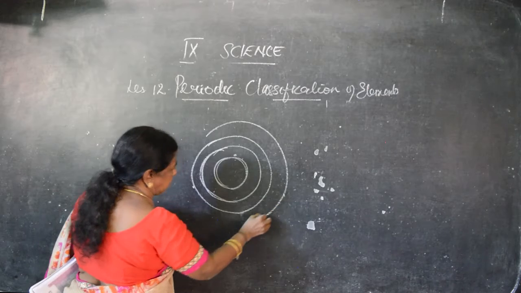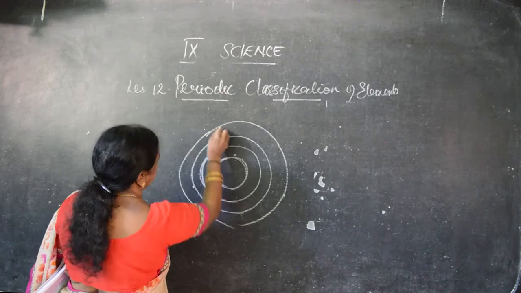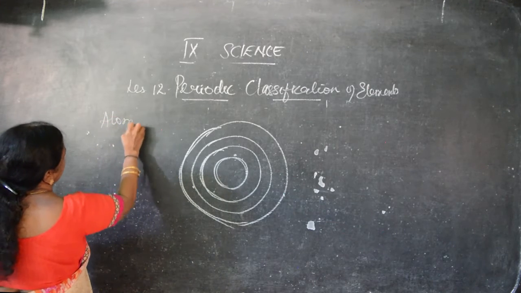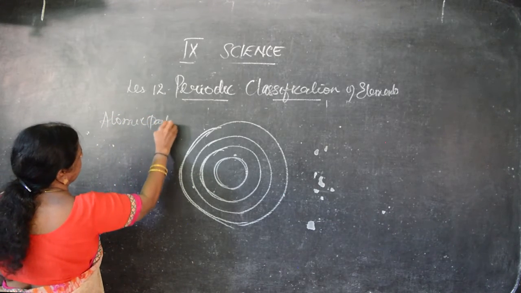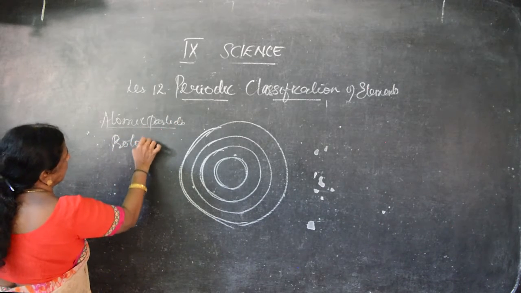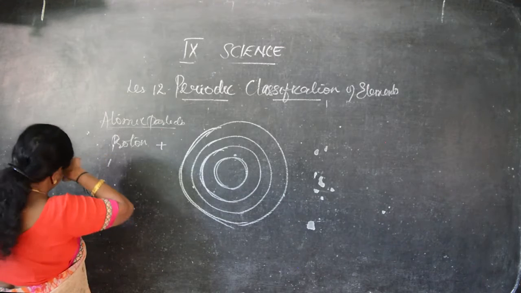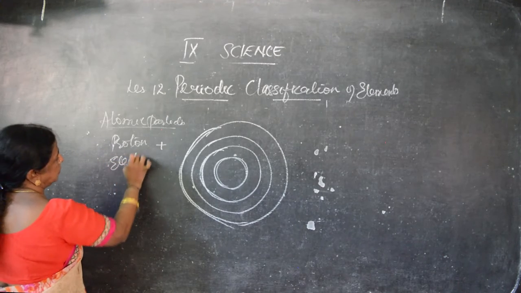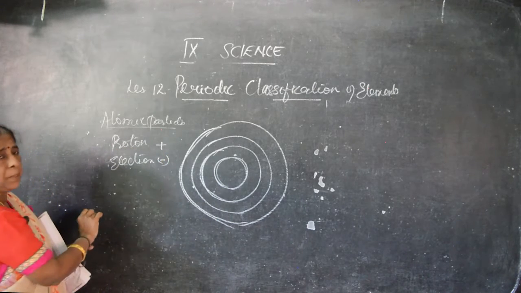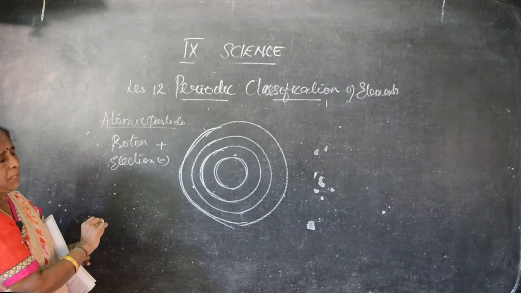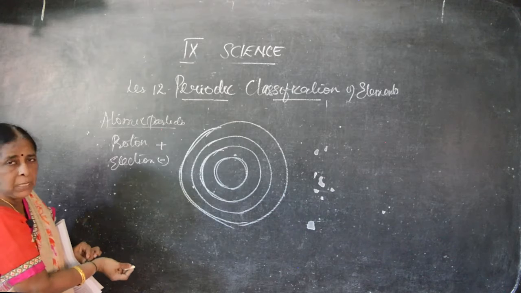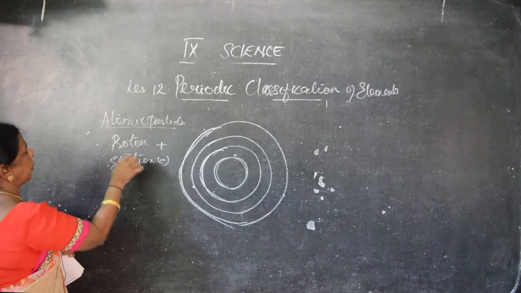What are the atomic particles? Proton, positively charged. Electron, negatively charged. Protons and electrons are always equal in number. So because they are equal in number, they are in the stable condition. Atoms are always stable. They never collapse with each other. This is because of the protons and the electrons.